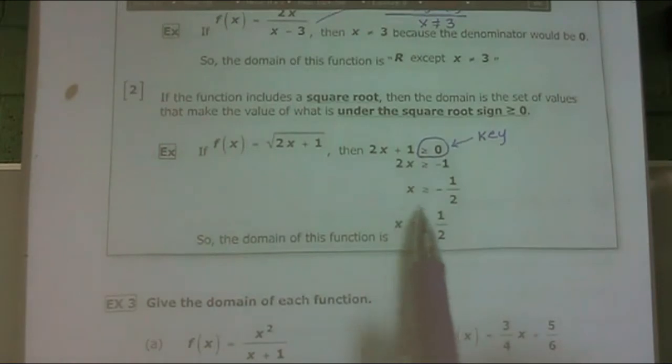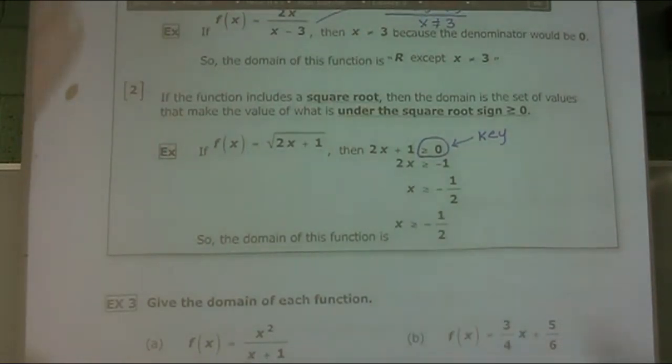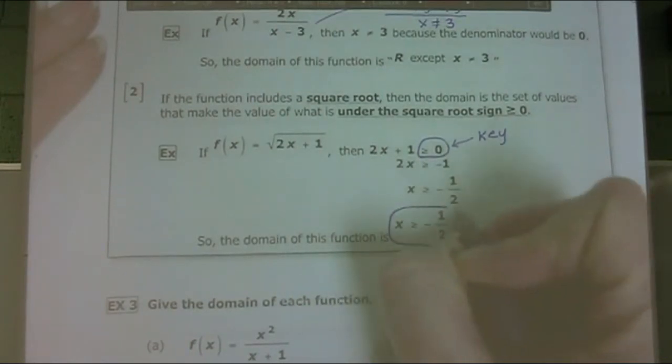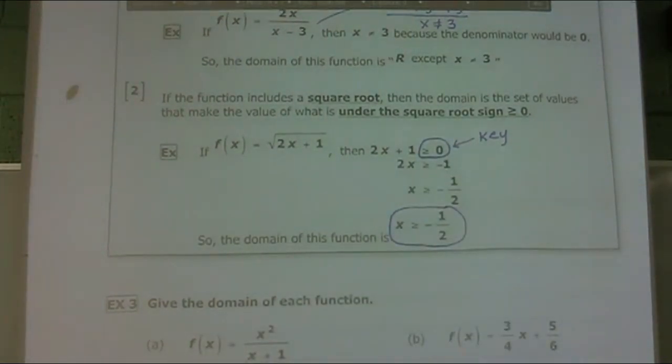And we get x is greater than or equal to negative 1/2. So here's my domain in this case. My domain does not start out with all real numbers. It's just all the values that are greater than or equal to negative 1/2. So there are no "all real numbers" anywhere in this domain.